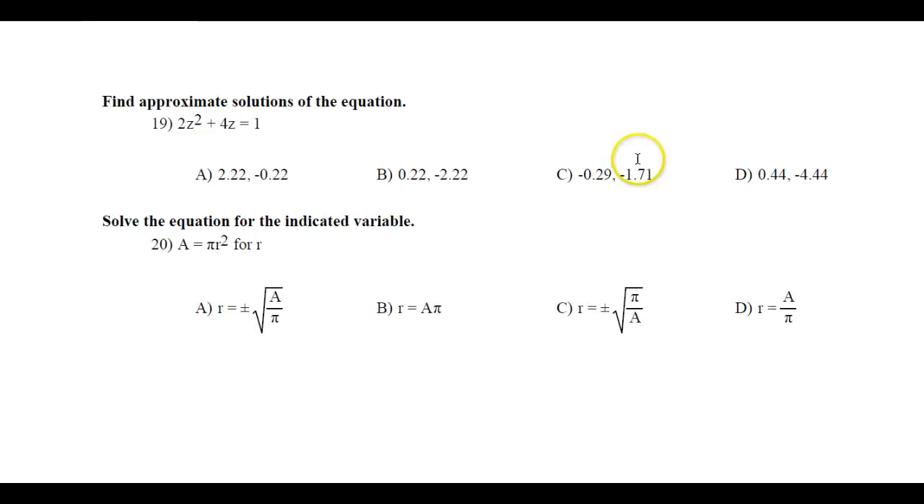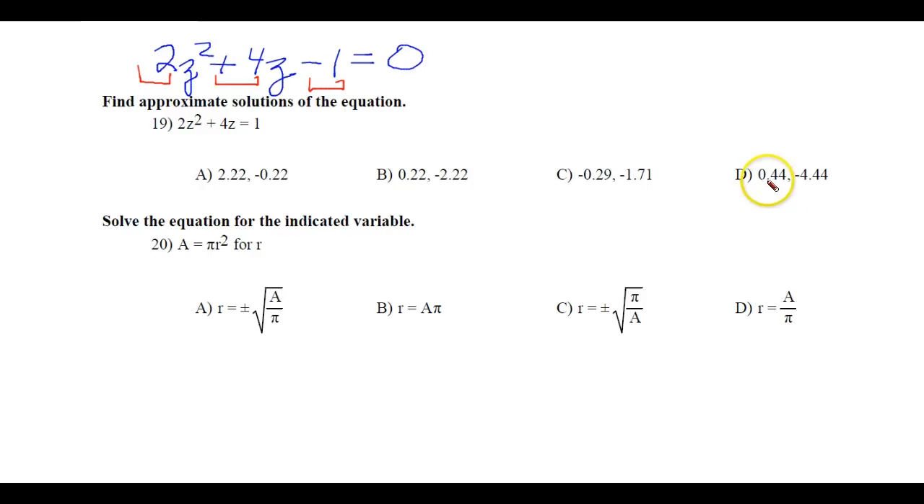Now, for number 19, again, this is not in standard form, so we have to put it in standard form. 2c squared plus 4c minus 1 equals 0. Now we can identify our a value, our b value, and our c value. You put that into the quadratic formula, and then they actually want you to approximate to 2 decimal points. And when you do that, it comes out to letter B.